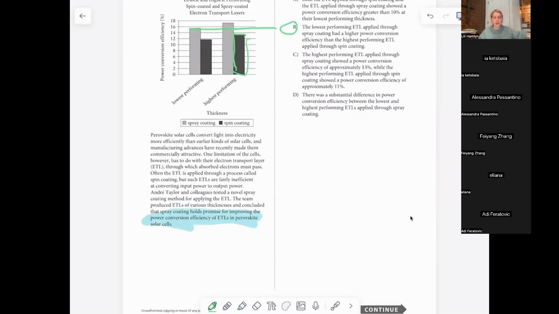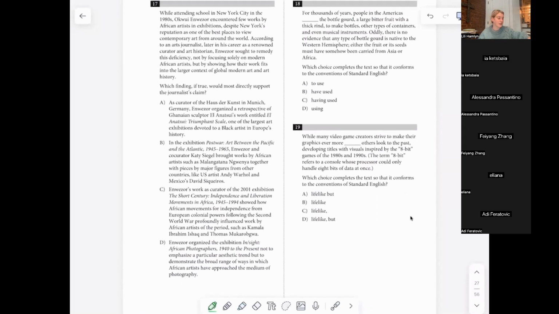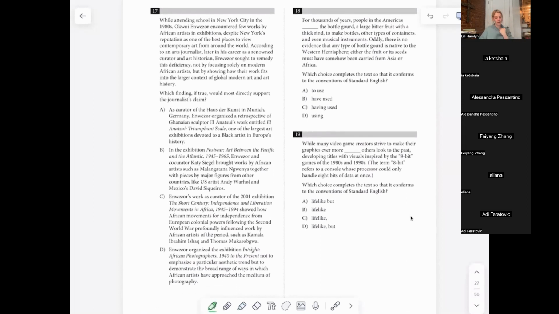Last question. And then I will be able to stay if anyone still has bits that they don't understand. What did everyone get? Which finding, if true, most directly supports the journalist's claim that Enwezo sought to remedy this deficiency not by focusing solely on modern African artists, but by showing how their work fits into the larger context of global modern art and art history? Any other answers?